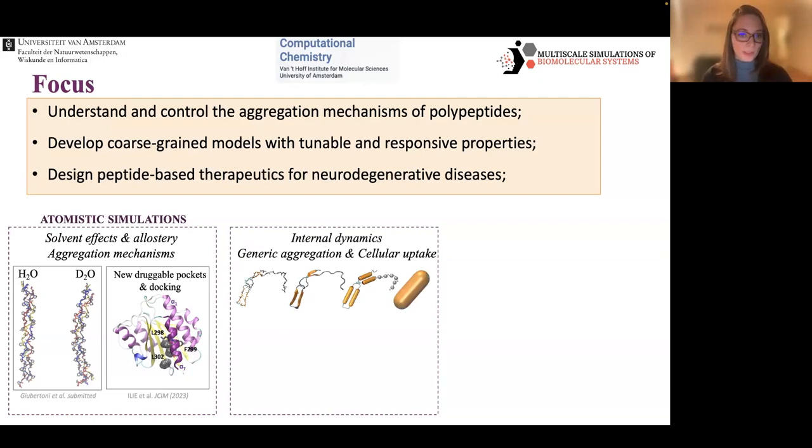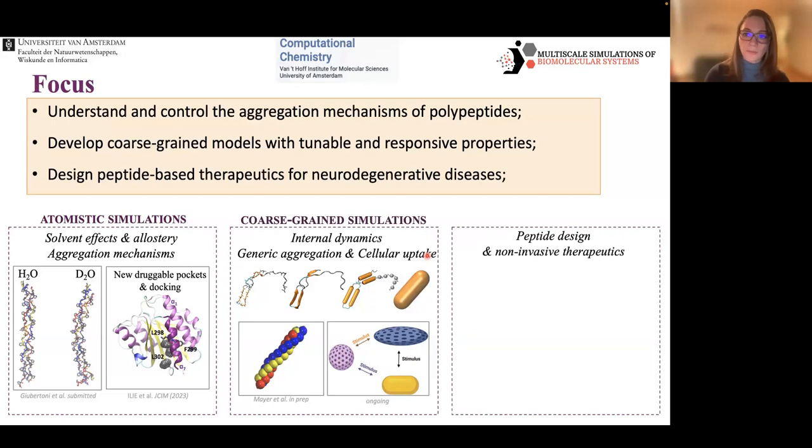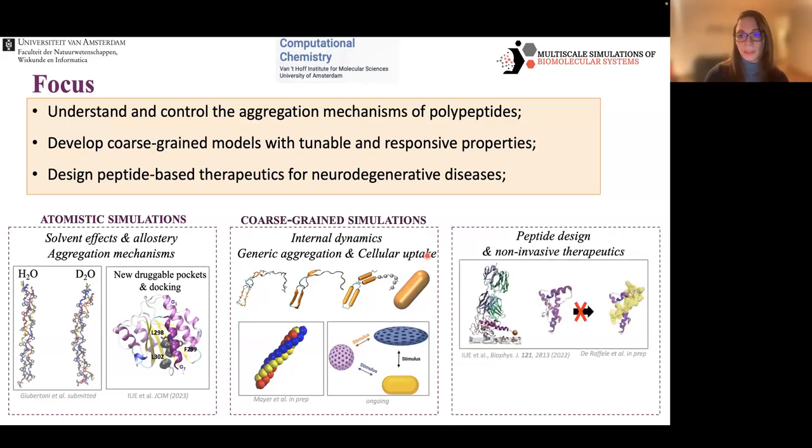Then we develop coarse-grained models, so really generic models to look at protein aggregation. That means we lump together groups of atoms, like you see over here, into single particles, or even we represent a full protein as a single particle to look at aggregation, formation of different protofilaments, which is what I'm going to talk about also today. But we also design these biomaterials that are responsive to external stimuli. And finally, on the peptide design part, we develop these peptides that bind to neurodegenerative associated targets and inhibit their toxic transformation.